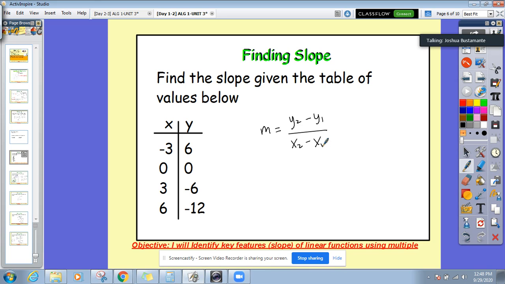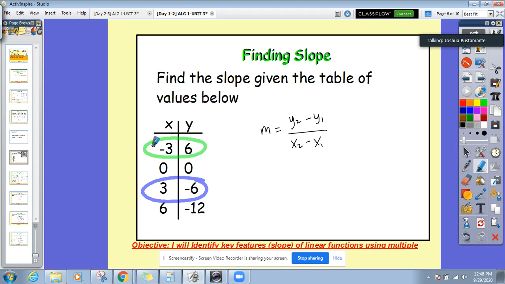The problem is, what happens with the table is I get multiple x and y values, right? So the question becomes, which one do I use? Well, it doesn't really matter which ones you use because they all come from the same line. So I could pick, say, these two values, and then I could pick maybe these two values down here. It doesn't matter. Once I pick them, I'm going to label them.